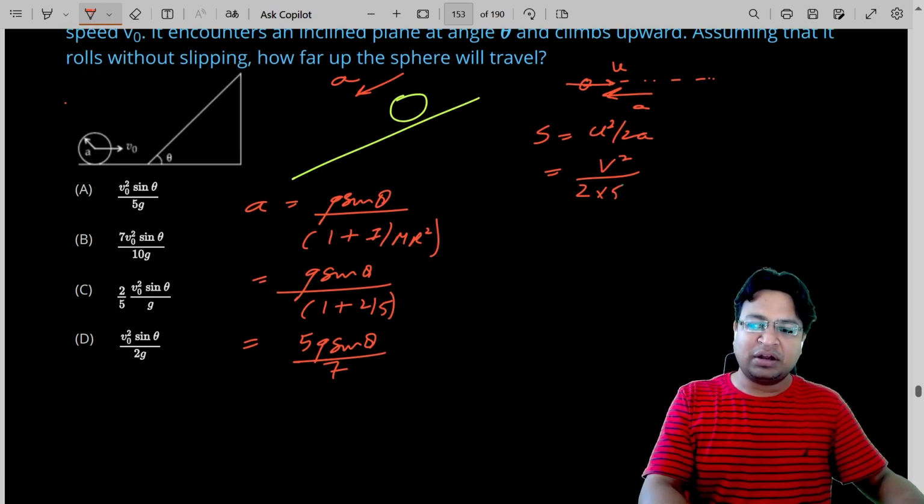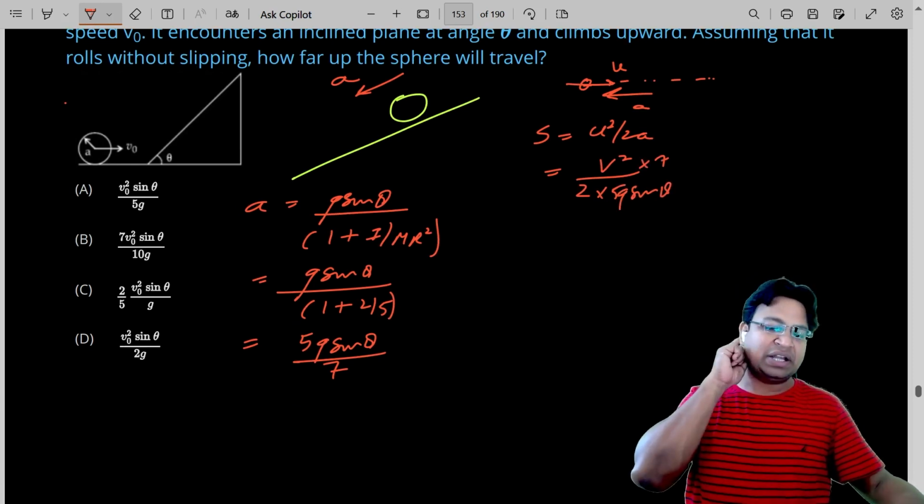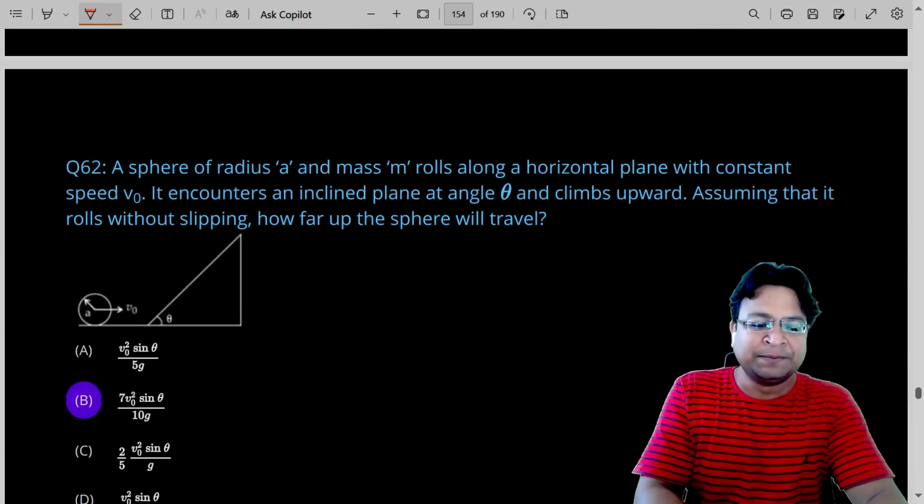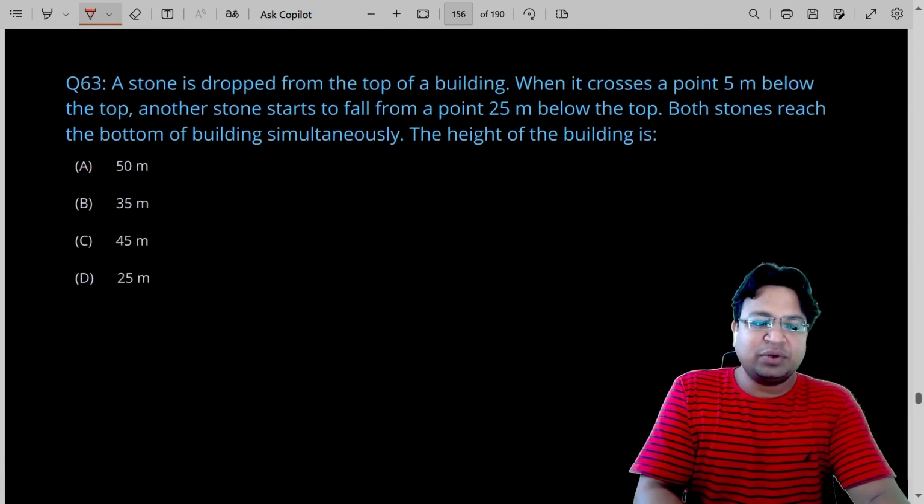A is 5g sine theta into 7. So 7 by 10. 7 by 10 is the number that we are looking for. So option B looks to be the correct one. Okay. Next, we go to question number 63.